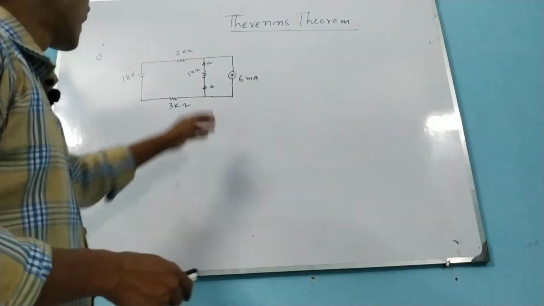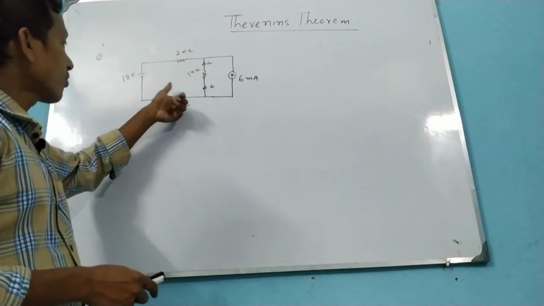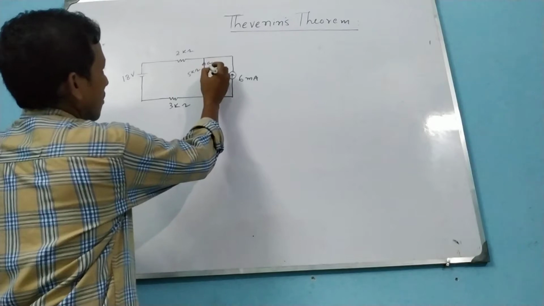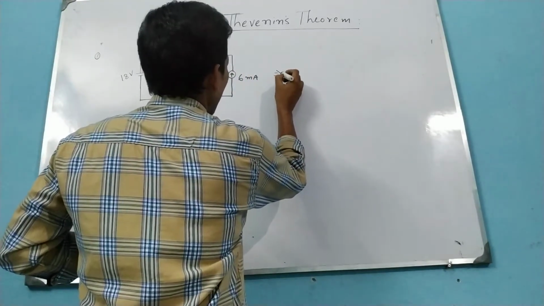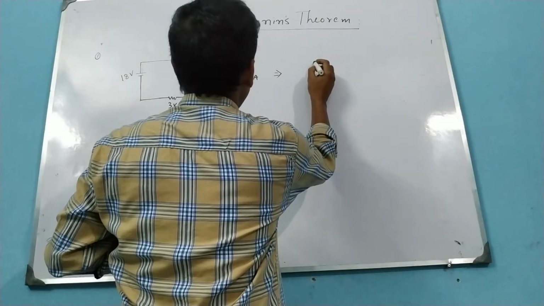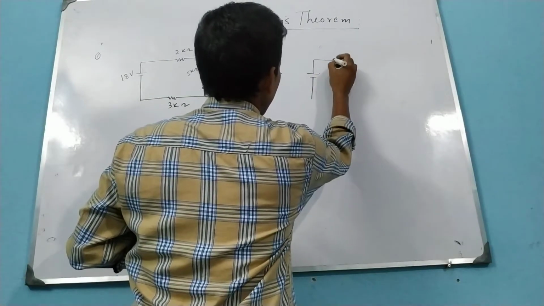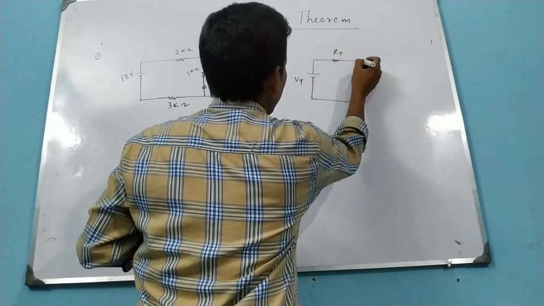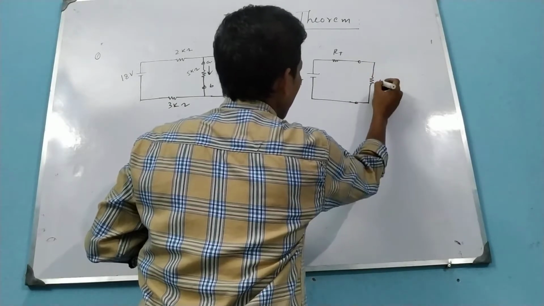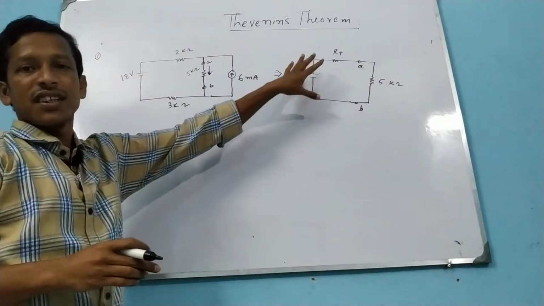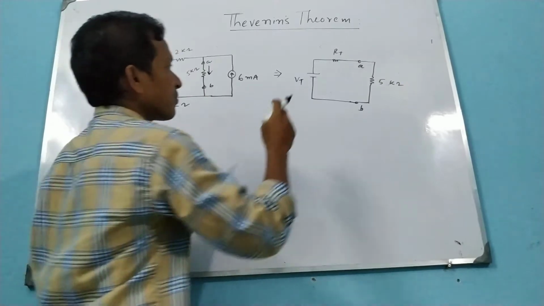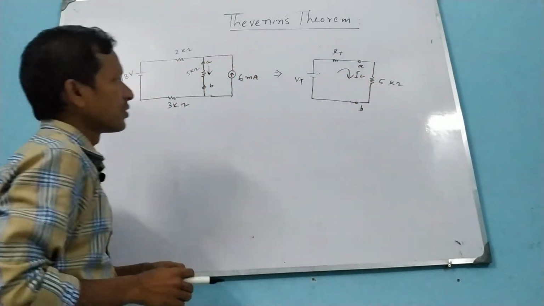This is the circuit diagram, and in it I will calculate the current through the 5 kilo ohm resistance. So I have to apply Thevenin's theorem at the points A and B. Thevenin's equivalent circuit will be Vt and Rt, and this is the 5 kilo ohm. This is the A terminal. This is the Thevenin's equivalent circuit, and I have to calculate the current through the 5 kilo ohm.